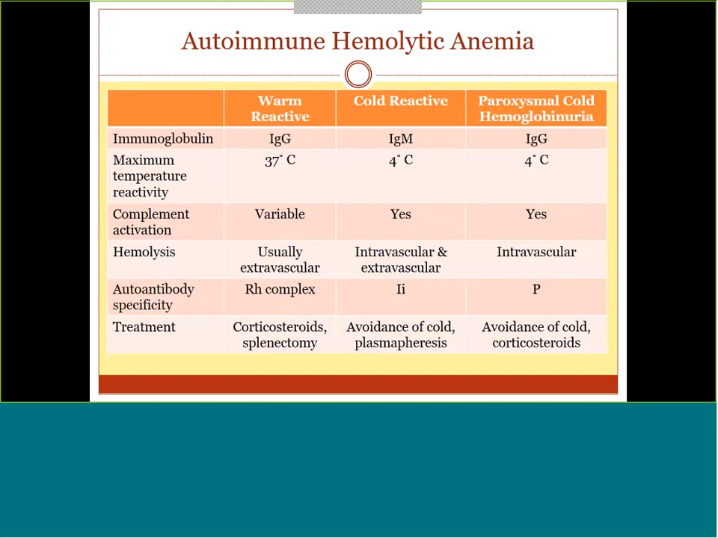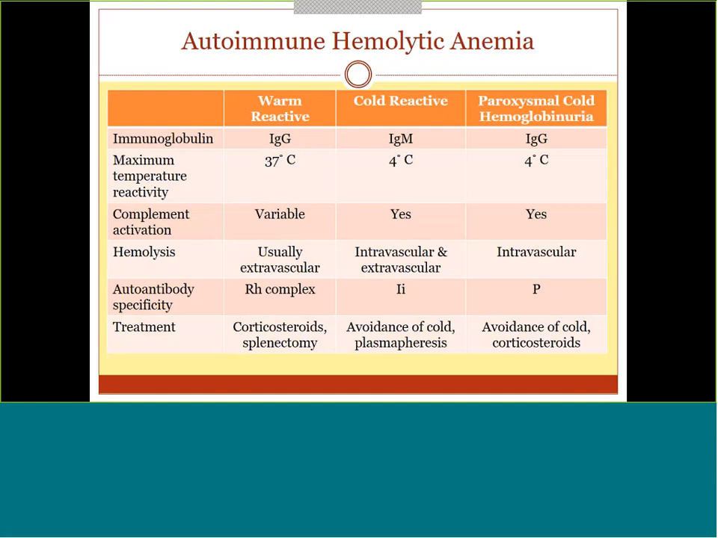All right, so here is your chart. If anything out of this PowerPoint, you should know this chart. It gives you the main three that we just went through. So again, warm reactive: primary antibody involved is IgG, likes to react at 37 degrees.